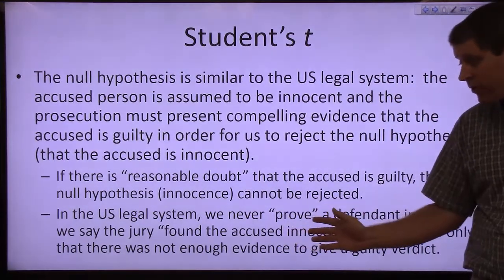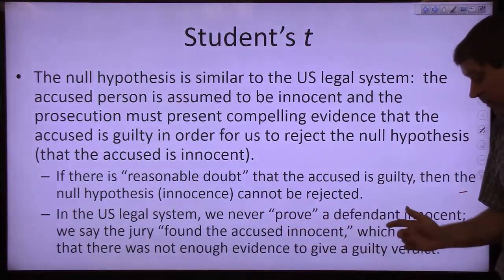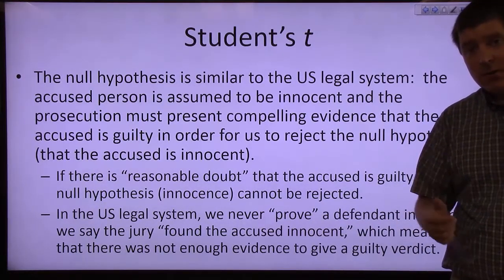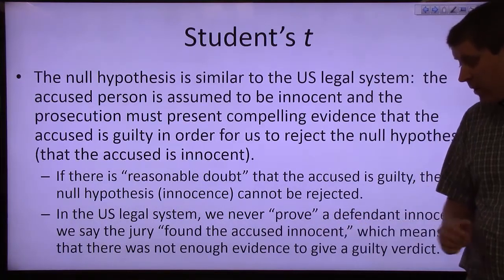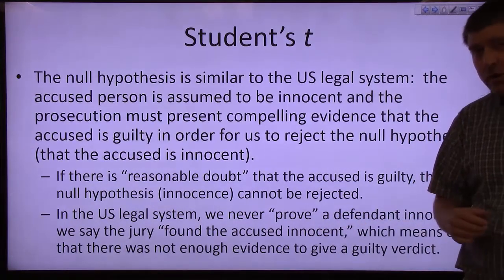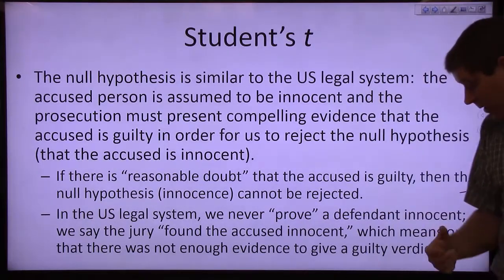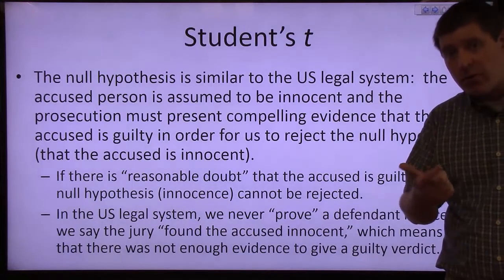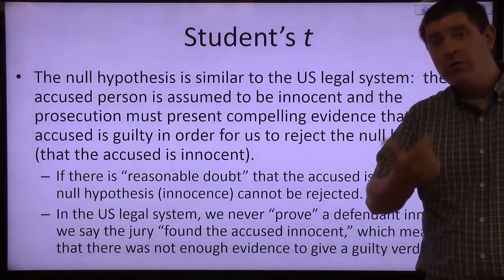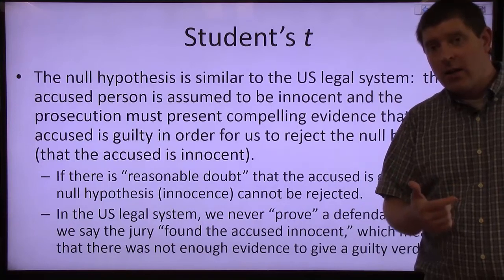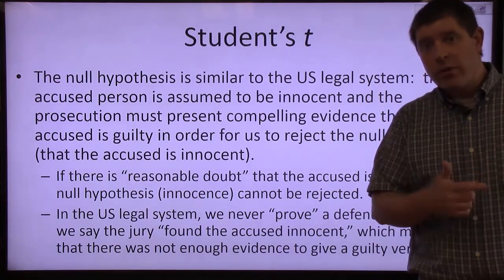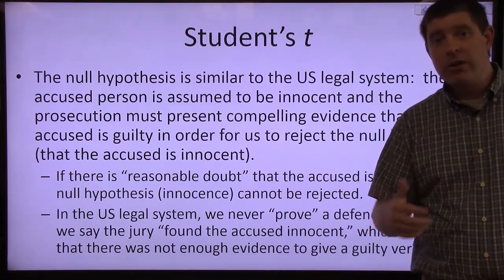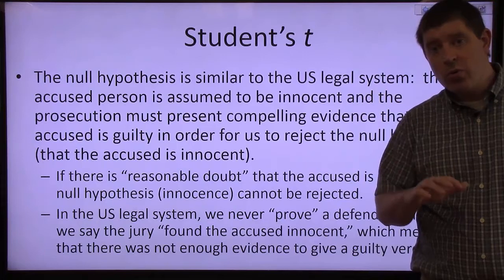So in the US legal system, we never prove a defendant to be innocent. Instead, we say the jury found the accused not guilty, or found the accused innocent. Usually we say found the accused not guilty. And this only means that there wasn't enough evidence to convict the person. There wasn't enough evidence to conclude that that person was in fact guilty. We're not saying the person didn't commit the crime. What we're saying is we don't have enough evidence to find that person guilty. Likewise, in science, we never really prove the null hypothesis.